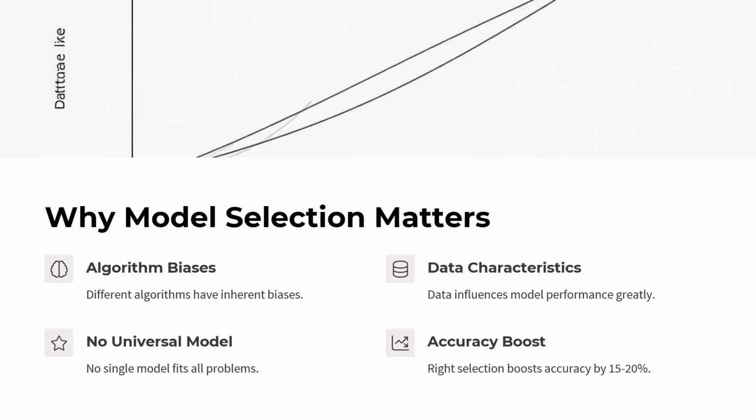First, every algorithm has its own bias. Some are better with numbers, others with images, and so on. Second, the data itself plays a big role. The shape, size, and quality of your data can make one model perform far better than another. Third, there is no one size fits all model; what works great for one task might fail completely in another. And finally, a good model choice can literally boost your accuracy by up to 20%.